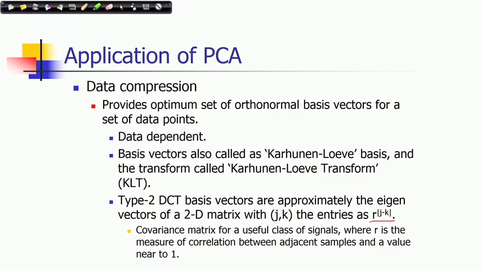As I mentioned, this is the covariance matrix for a very useful class of signals, where r is the measure of correlation between adjacent samples and it is a value near 1. So, it is trying to represent natural images and natural signals with this kind of statistics. It is trying to model that part.